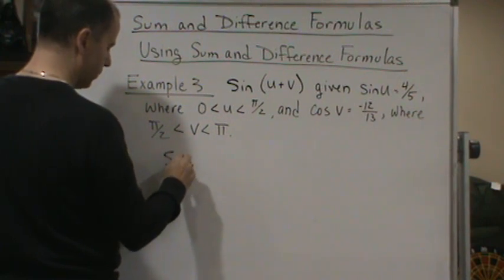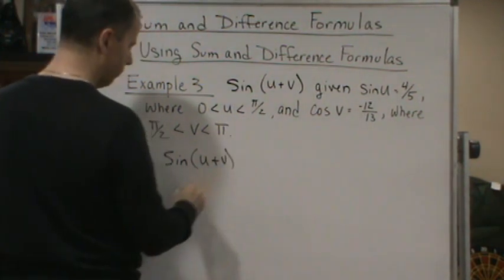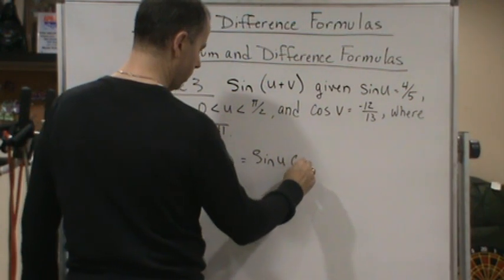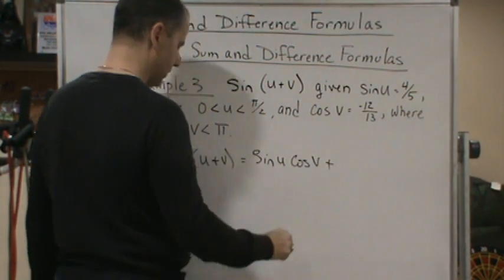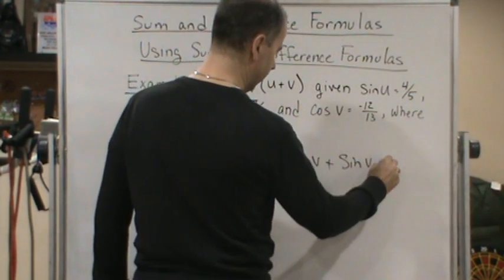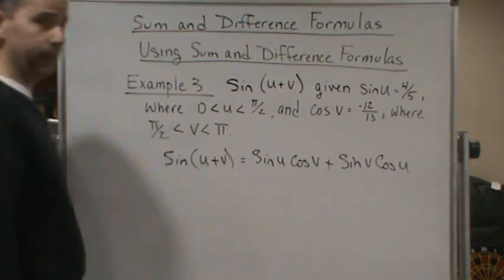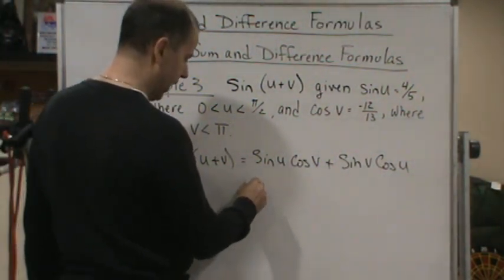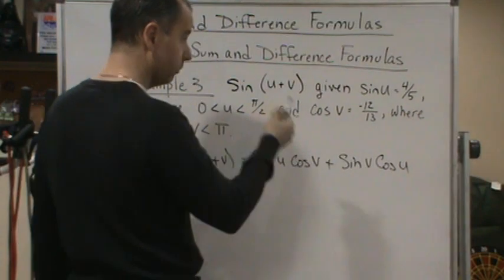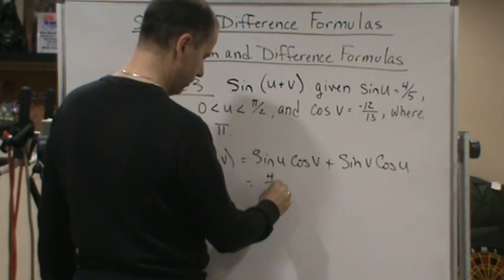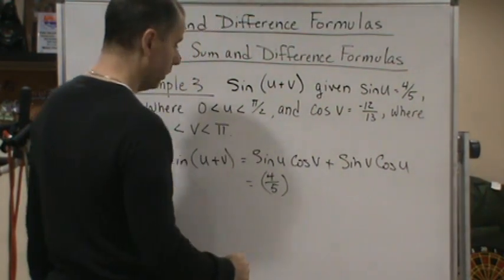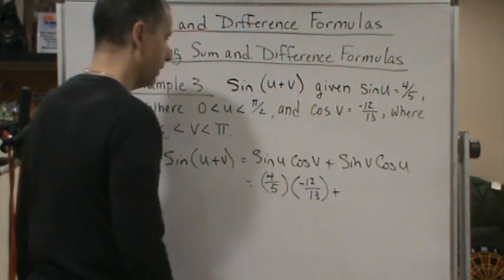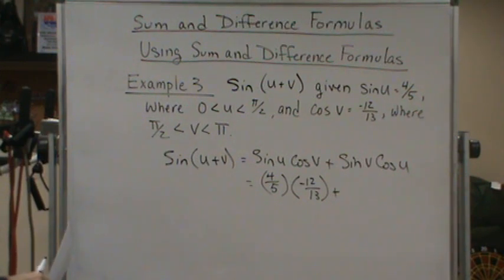So sine of u plus v, right? How do we do that? Well, it's going to equal sine u cosine v plus sine v cosine u, right? Now, all we do is fill in the values, right? So sine u is 4/5. Cosine v is -12/13. Now, what's sine v?